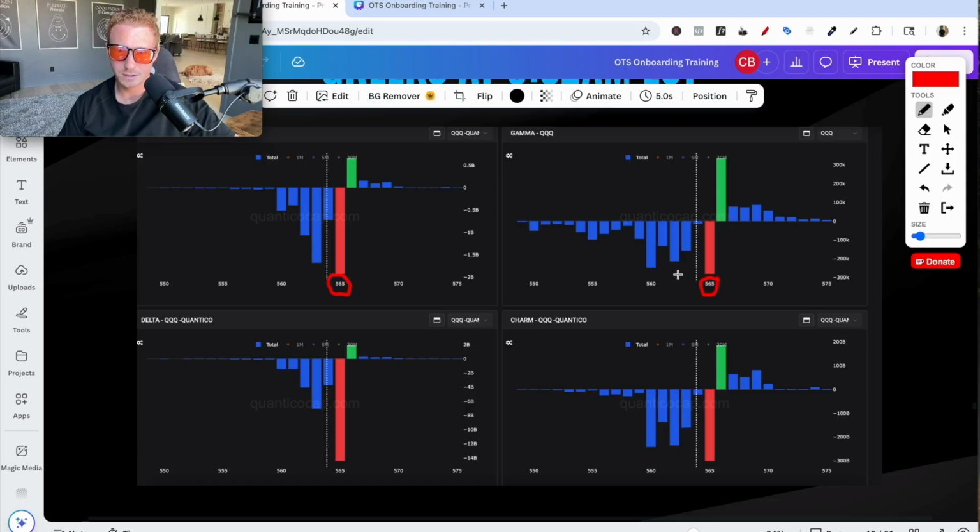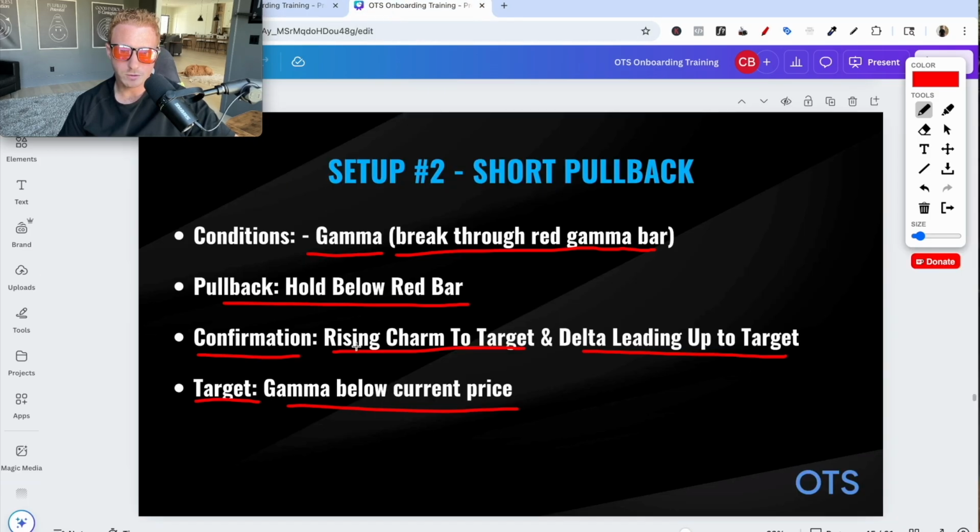Well, I'm seeing this bar stick out. Okay, we want to see a tall gamma bar. Or sorry, this is delta. Let's not look at delta yet. Let me just erase this. Okay. So we see tall gamma bar, tall gamma bar. This is going to be our target. All right. And now we want to see a confirmation: rising charm to target and delta leading up to target.